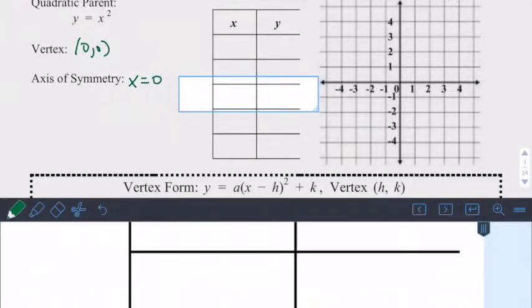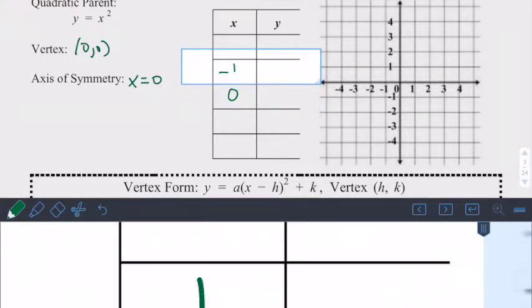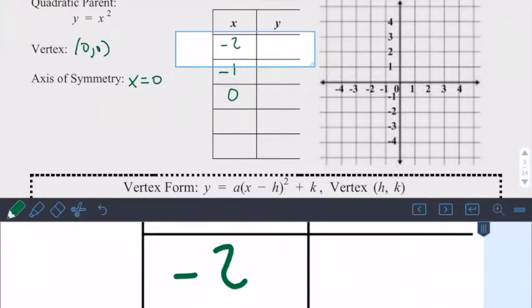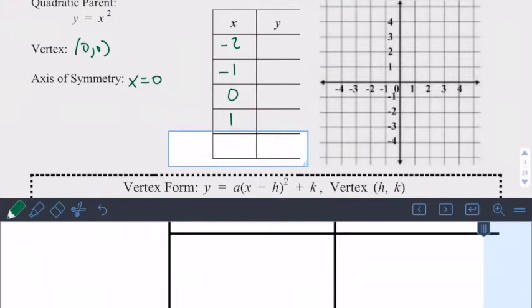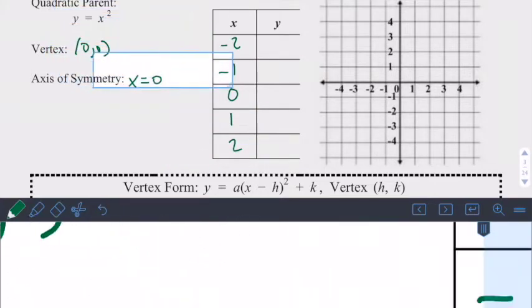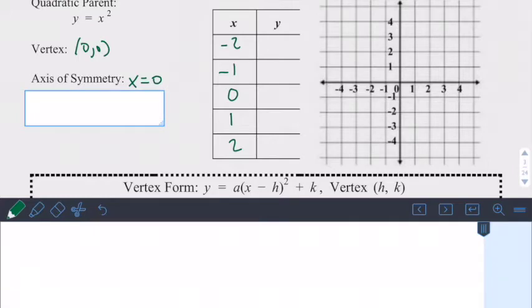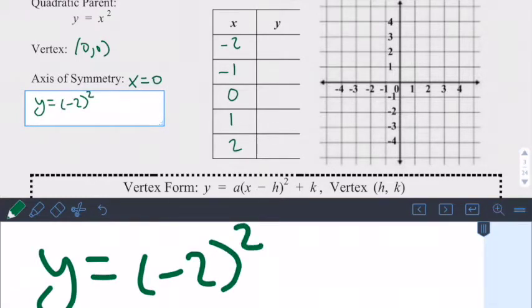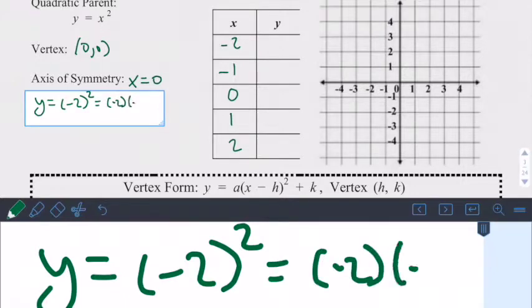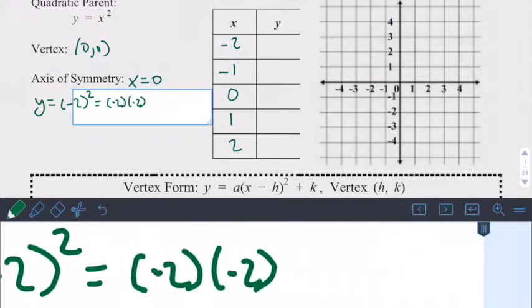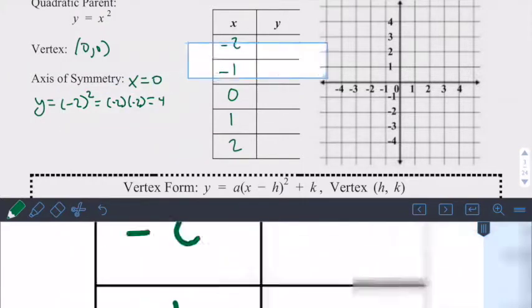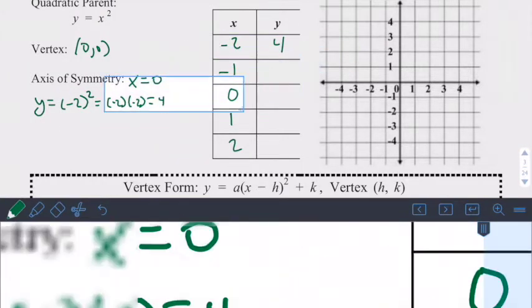Now I'm going to use some points and plot them. So I have 0, so then I'm going to go left a couple, and then I'm going to go right a couple. So what I'm going to do is plug in all of these values. So let's plug in -2. Well, -2 squared means -2 times -2, which is +4. So if I plug in -2, I get out +4.